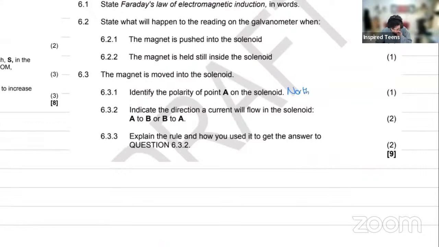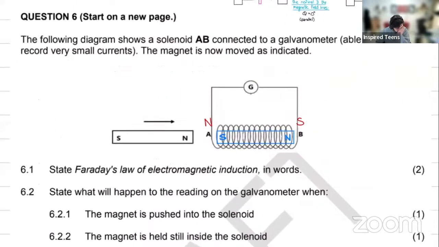Next, indicate the direction that current will flow in the solenoid, A to B or B to A. The current is always determined by the induced poles, the poles created at the solenoid. So what do you guys think, A to B or B to A? Now that you know where induced north is, and induced south is, in which direction will current flow, from A to B or from B to A?